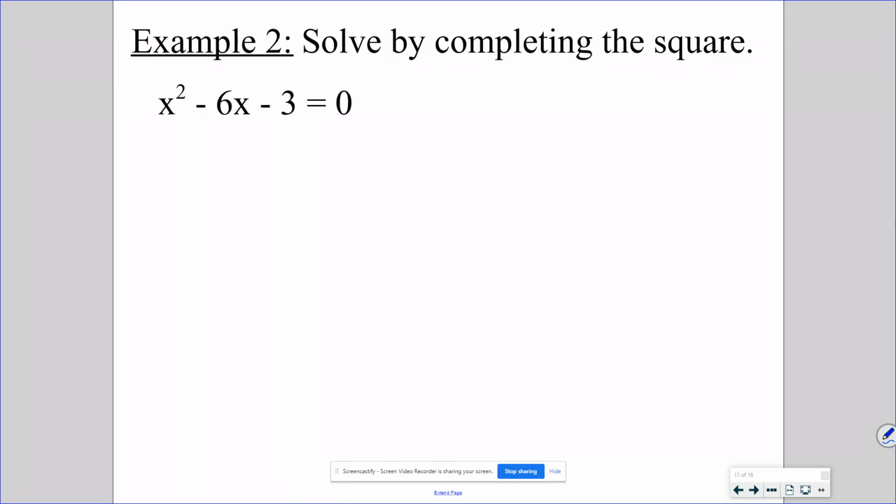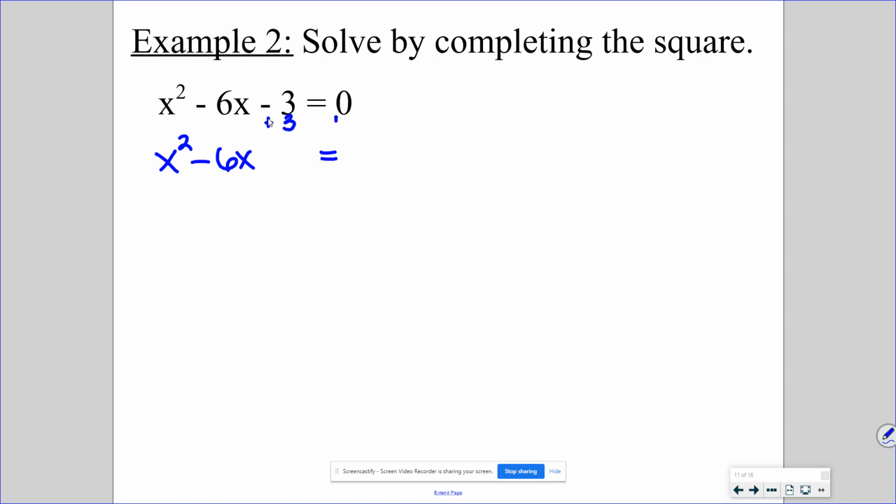Okay, so how does completing the square actually work when you're solving an equation? So the goal is to solve and get x equals whatever. Okay, that's the end goal. In order to do that, you're going to use completing the square. So step 1 is recognize that this is not a perfect square trinomial because there's nothing times itself that equals 3.